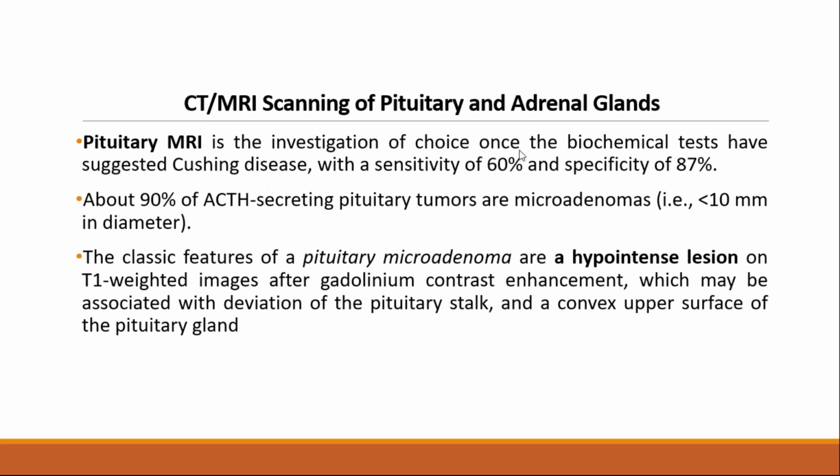Pituitary MRI is the investigation of choice once biochemical tests have suggested Cushing disease. About 90% of ACTH secreting pituitary tumors are microadenomas. The classical feature of a pituitary microadenoma is a hypo-intense lesion on T1 weighted images after the contrast enhancement, which may be associated with deviation of the pituitary stalk and a convex upper surface of the pituitary gland. This is a typical finding on a pituitary MRI for a microadenoma, hypo-intense lesion on T1, in Cushing disease.